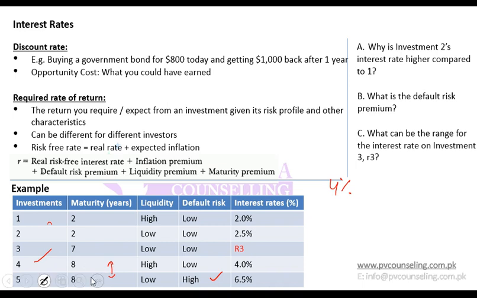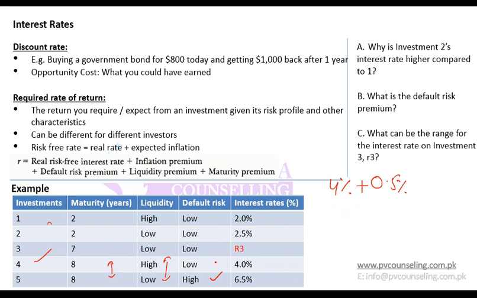Investment 5 has the same maturity, so there should be no maturity premium. Investment 5 has lower liquidity, so it should offer a higher liquidity premium. As 5 has lower liquidity, a premium needs to be added. And what is that premium? We calculated from 1 and 2, it is 0.5%. So we have accounted for this as well. That means the return on investment 5 should be 4.5%.